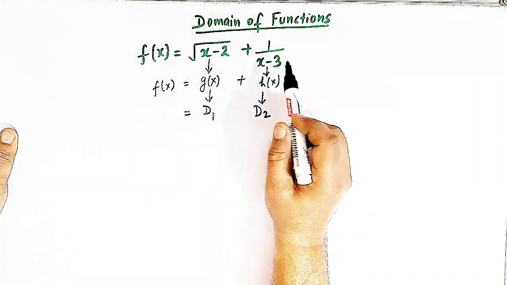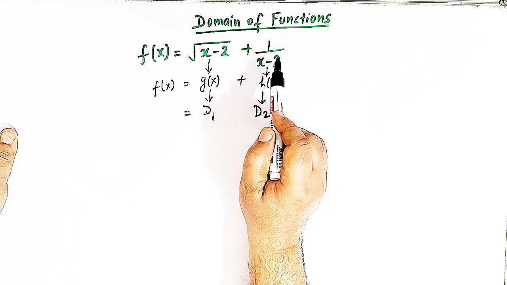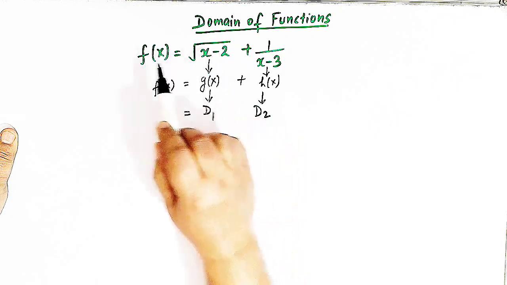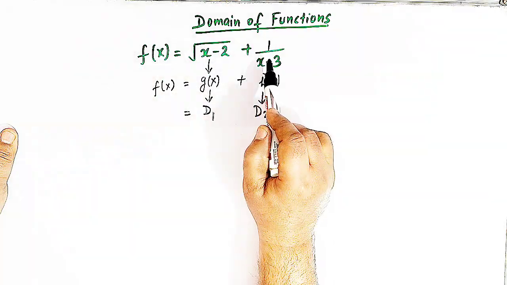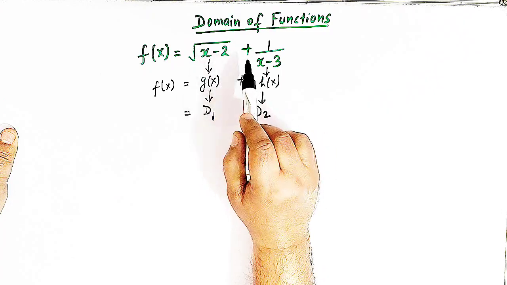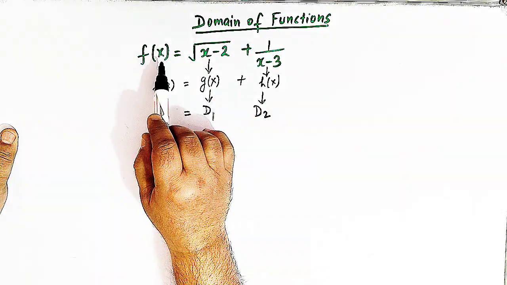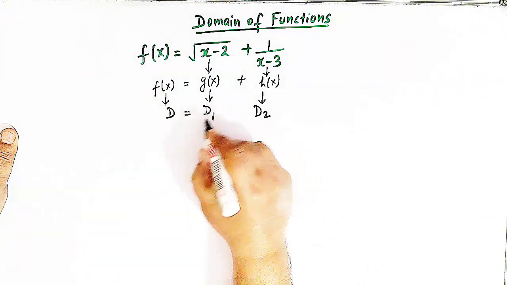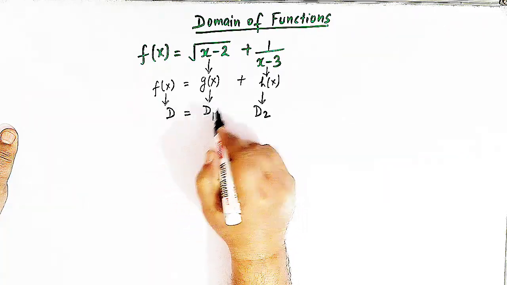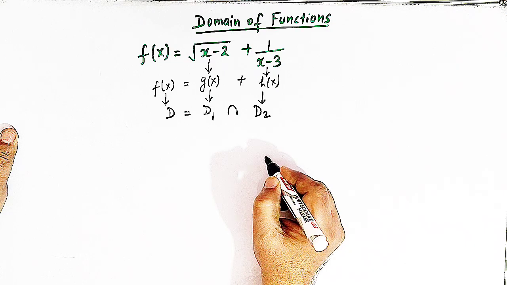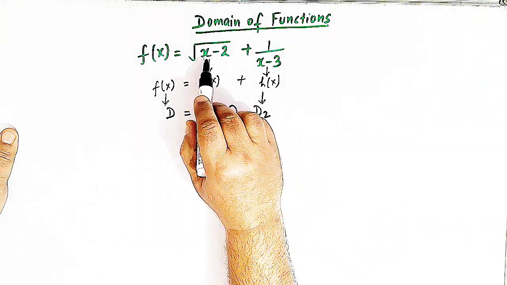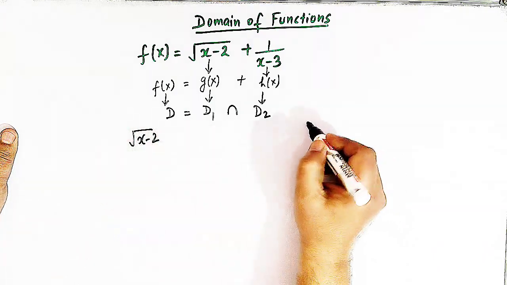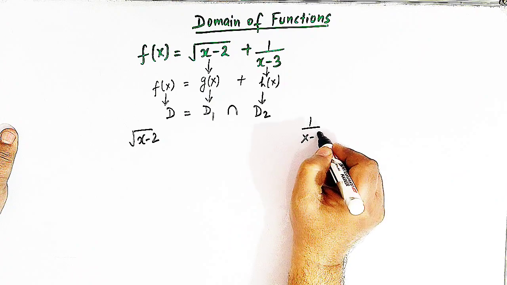Then we'll identify the common values of x which simultaneously satisfy this function f of x, and those common values of x are known as the domain of f of x. Let us call the domain of f of x as d. So d can be written as d1 intersection d2. Let us first individually find the domain of the functions square root of x minus 2 and 1 over x minus 3.